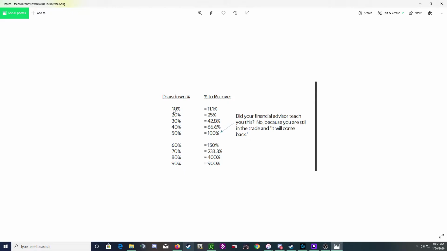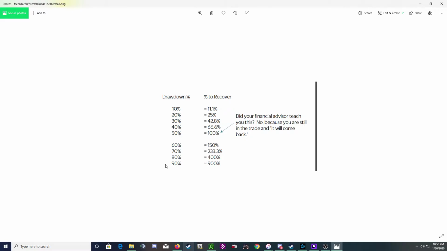Here you can see a 10% loss will take 11.1% to break even. You have to make 11.1% profit. Like if you went in with your full account and lost 10%, you would have to make 11.1% just to break even. And it gets bigger over time. As you can see here, 20% is going to be 25%. 50% is going to be 100%. And all the way down to 90%, that's 900%.